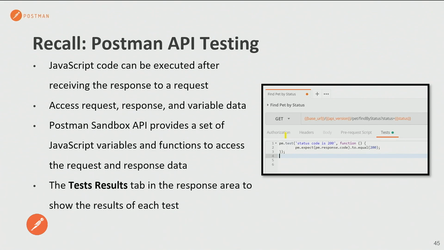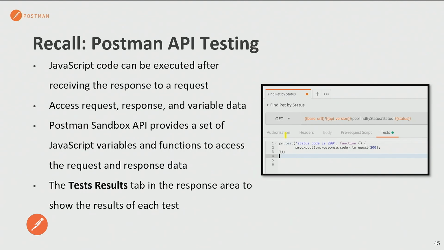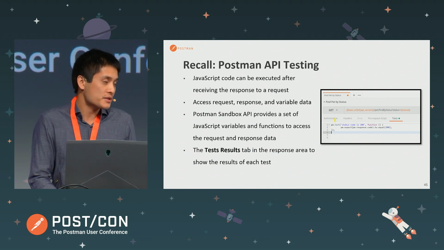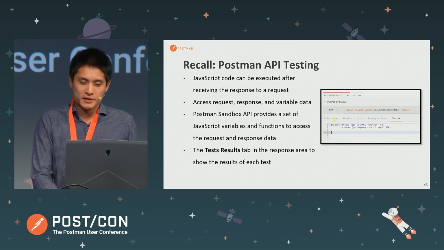So a quick recap, especially for those of you who did fundamentals this morning, you would have seen this already. We know we can execute JavaScript code after we receive a response to test that response, basically. And when we write that JavaScript code, we've got access to the request, response, and our variable data. That's what the Sandbox API provides us with. There's a set of variables and functions that allow us to access that data. And we see the results on our test results tab. We see what test cases pass, which ones failed, etc.